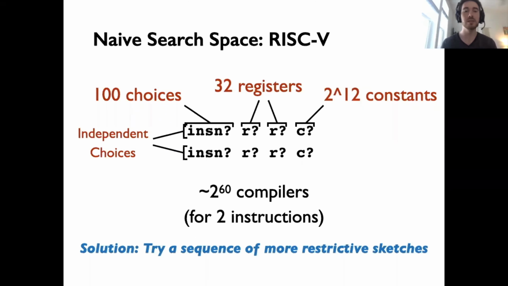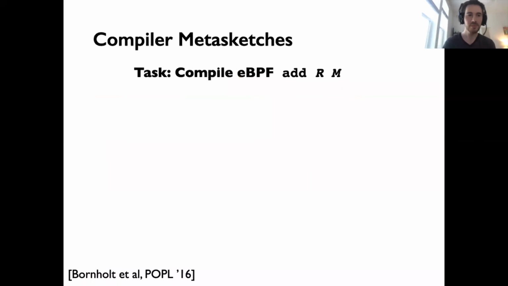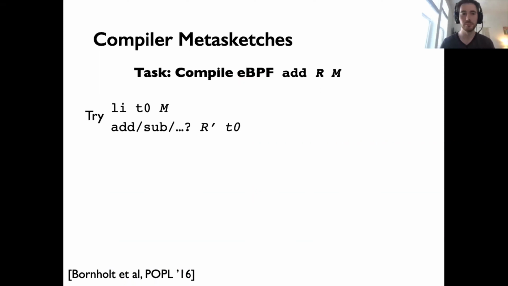To avoid exploring this search space naively, we instead can guide the search based on key information about our domain. For example, if we're compiling an add instruction in the source, the target program will likely also use some arithmetic instruction. To guide the search, we set up a hierarchy of sketches to try, defaulting to less restrictive sketches when one fails. This hierarchy of sketches is called a metasketch. Let's look at how it works for the eBPF add instruction.